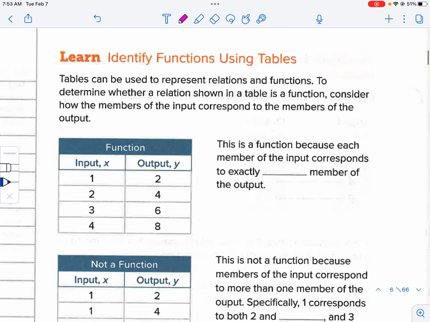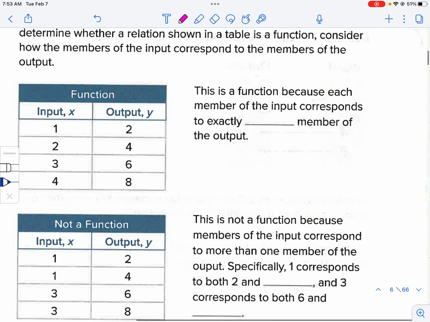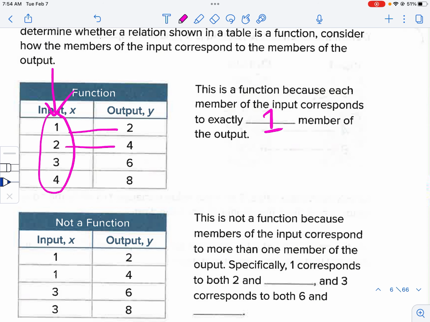Okay, this next one, it says tables can be used to represent relations and functions. To determine whether the relationship shown in the table is a function, consider how the members of the input correspond to the members of the output. So if I look at this, none of those are repeated. This is a function because each member of the input, that means this right here, corresponds to exactly one member. This only goes to one number, only one number, only one number, only one number.